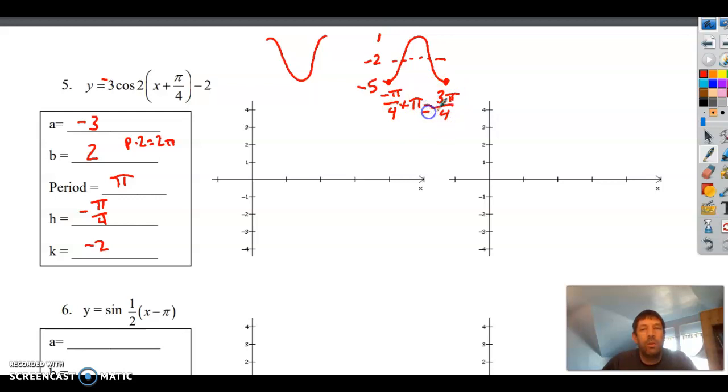pi/4. Okay, so I'm starting at -pi/4 because my period length is pi, I need to add that, and I'm going to end at 3 pi over 4. So coming down to this graph here, I would label this negative pi over 4. So now every one of these tick marks is 1 pi over 4. So this would be 1 pi over 4, 2 pi over 4, 3 pi over 4. And that's where I want to end.